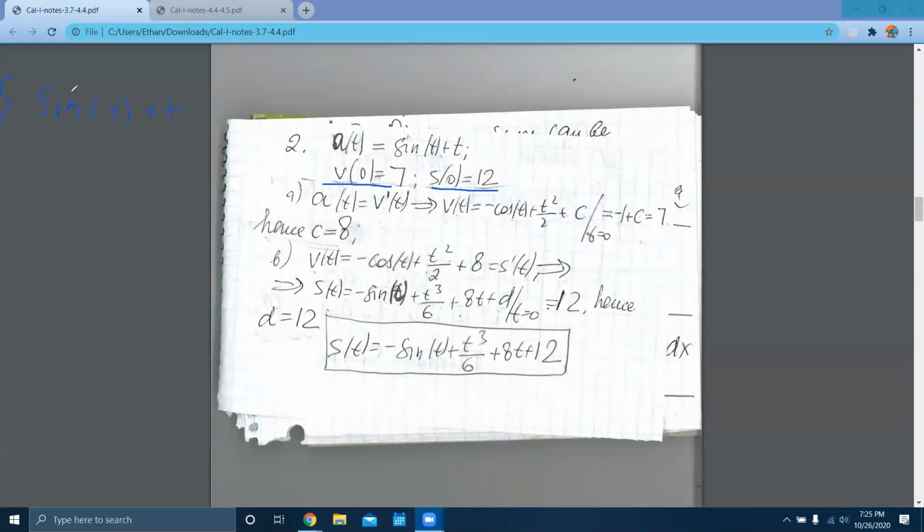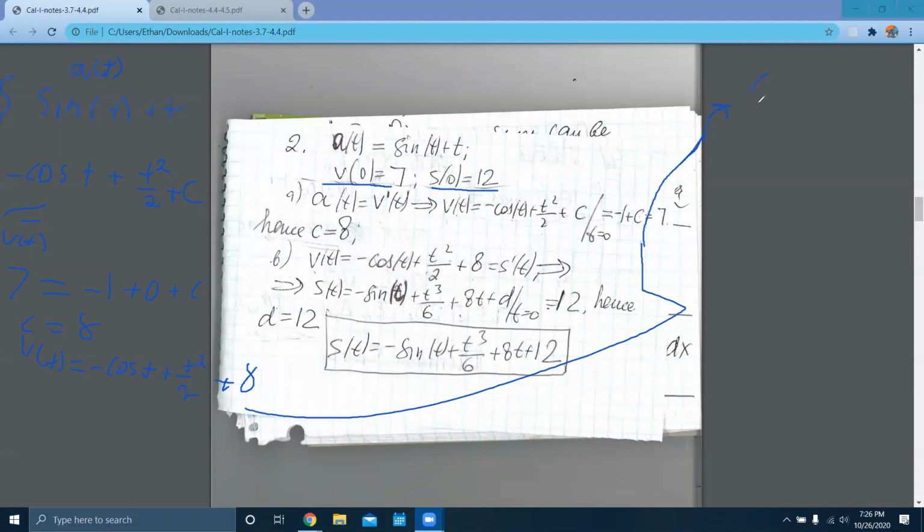So first, antiderivative, we're starting at acceleration, a of t. So we're going to get, okay, that's going to be negative cosine of t plus t squared over 2 plus c, and this is equal to v of t. And we're given our initial condition that when t is 0, v of t is 7. So 7 is going to be equal to, cosine of 0 is 1, so negative 1 plus 0 plus c, so c is going to equal 8. So we have that v of t is equal to negative cosine of t plus t squared over 2 plus 8.